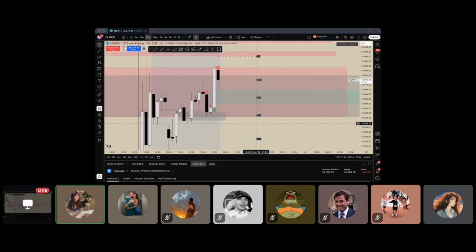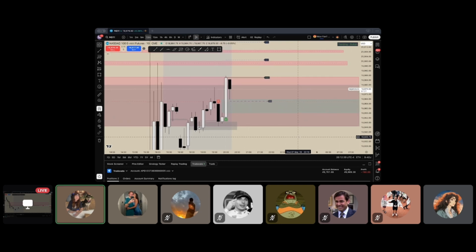Yeah, I think we'll be okay. I like how NQ is kind of looking so far, even though Profit's indicator kind of wants us to short. We'll see.